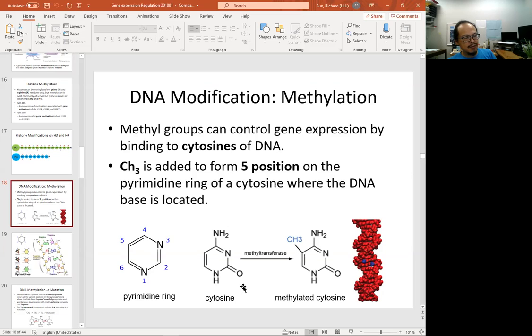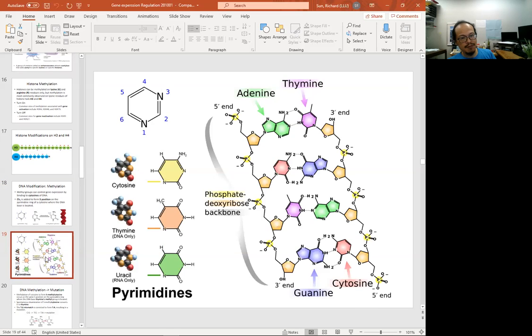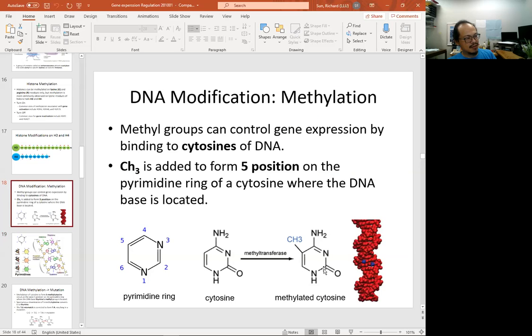The methyl group is added to cytosine. Okay. DNA has 4 different nitrogenous bases: guanine, cytosine, thymine, adenine, right? These 4. And methylation is always on cytosine. Okay, so that's that. So this is the cytosine. Cytosine will add the CH3 to it. It's on this 5 position.